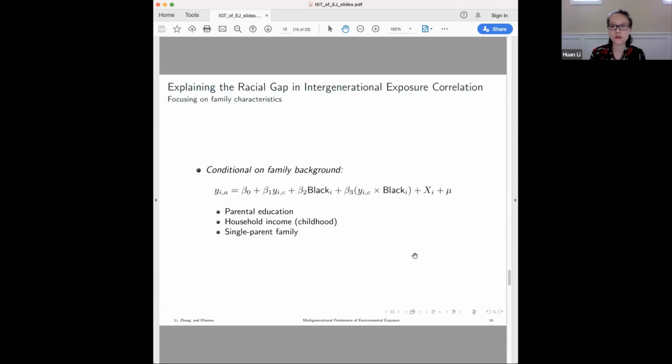And then we began using a very naive regression model to understand what the factors driving these results are. The simple way is we just add several family characteristics and see whether these variables can take away the correlations. So we included parental education, childhood household income, and whether they grew up in a single-parent family to represent family structure.